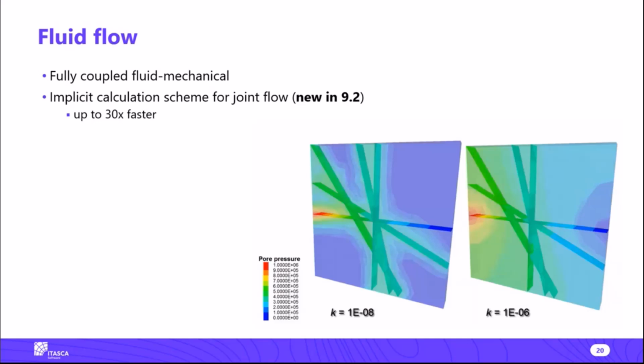The other thing about this fluid flow is that it's fully coupled. Mechanical fluid coupling, meaning that if you change the pore pressures, it will cause deformation, right? So imagine the pore pressure increases in the joint, it will push the blocks apart. Similarly, if the blocks move, it changes the aperture of the joints, and that changes the rate at which the fluid flows. So there's this two-way coupling. The fluid affects the solid, and the solid affects the fluid.